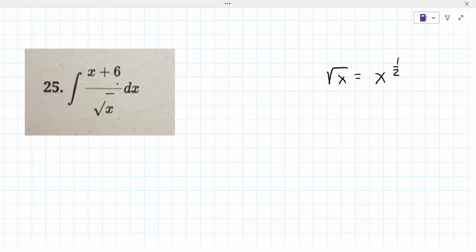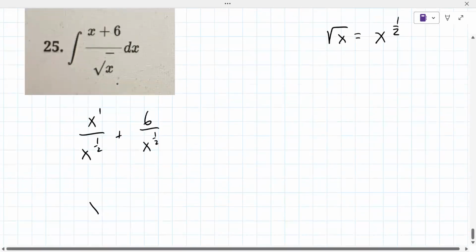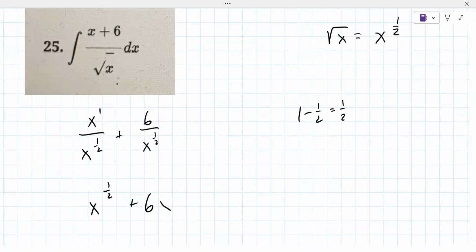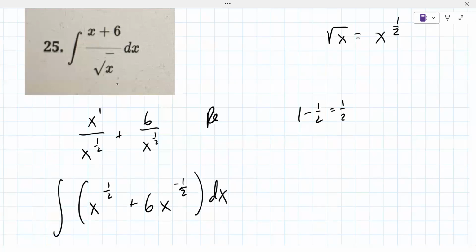Okay. Yeah, just based on answers, I'm gonna probably need to look at this a little more. So it's x over x to the 1/2 plus 6 over x to the 1/2. So there's really a 1 up here. So it becomes x to the 1/2. 1 minus 1/2 is the 1/2. 6x to the -1/2. Do you have anything like this written? Yeah, I had the first one written as negative half also. So I had x to the negative half plus 6x to the negative half.